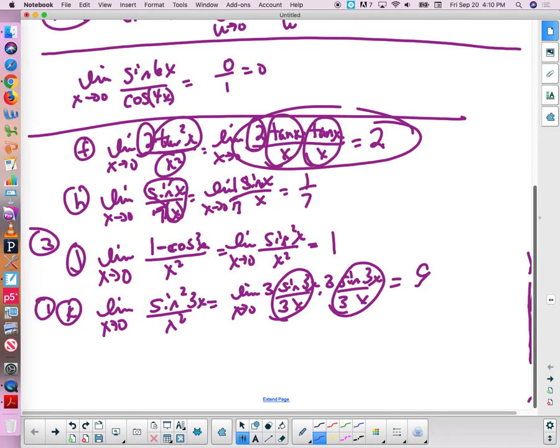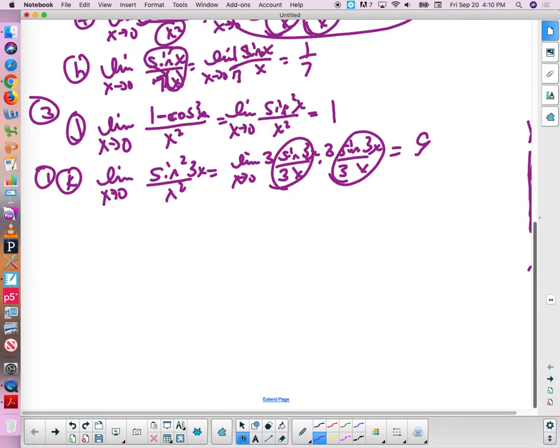Let's look at 2a. I'm trying to think if I want to do that one for you or not. I'll let you think about that one since you have the answers. So you may want to try it a different way, but let me do 2a.